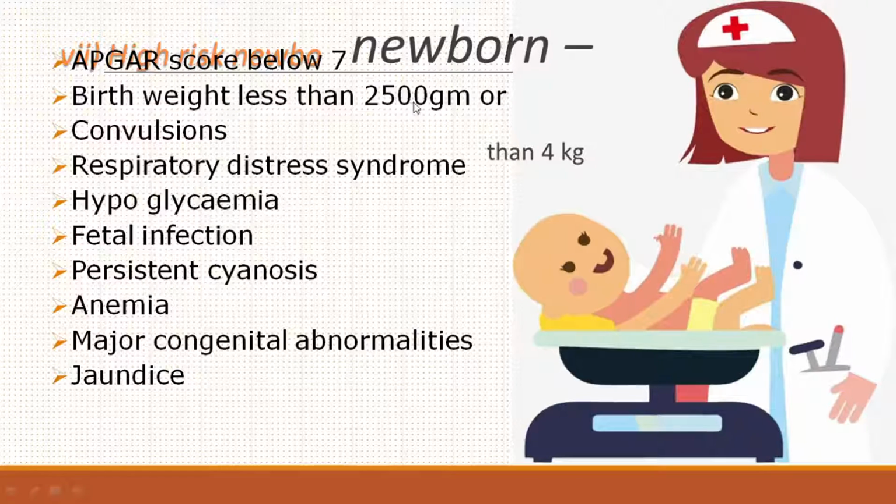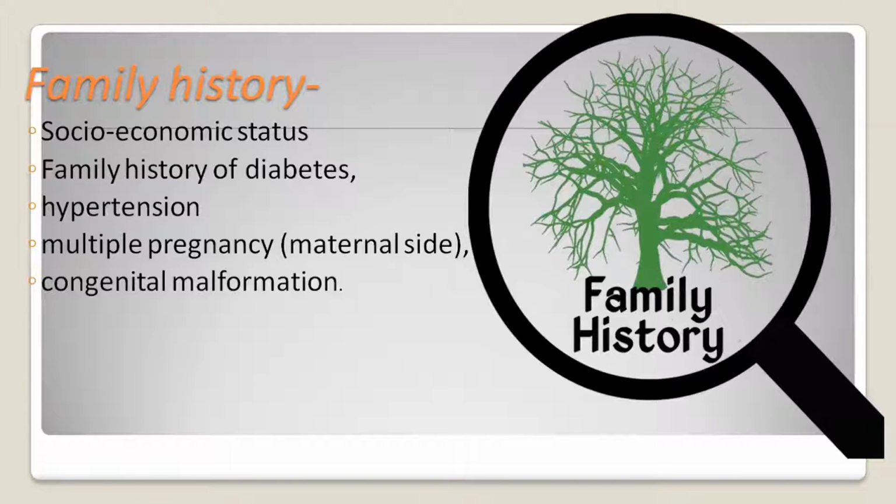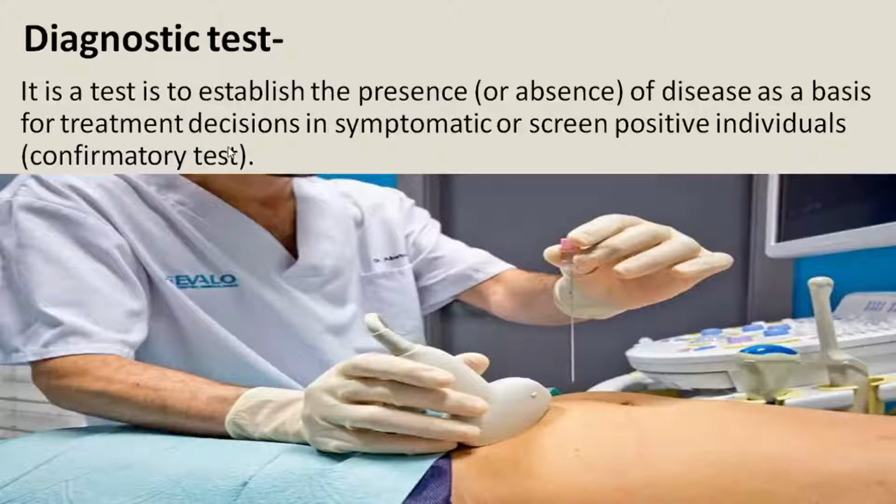Birth weight less than 2500 gram or more than 4 kg. The screening and assessment. Initial screening includes maternal age, reproductive history, preeclampsia, anemia, third stage abnormality, previous infant with RH isoimmunization or ABO incompatibility, medical or surgical disorders, psychiatric illness, cardiac disease, viral hepatitis, previous operations, myomectomy, repair of complete perineal tear, repair of vesico-vaginal fistula.